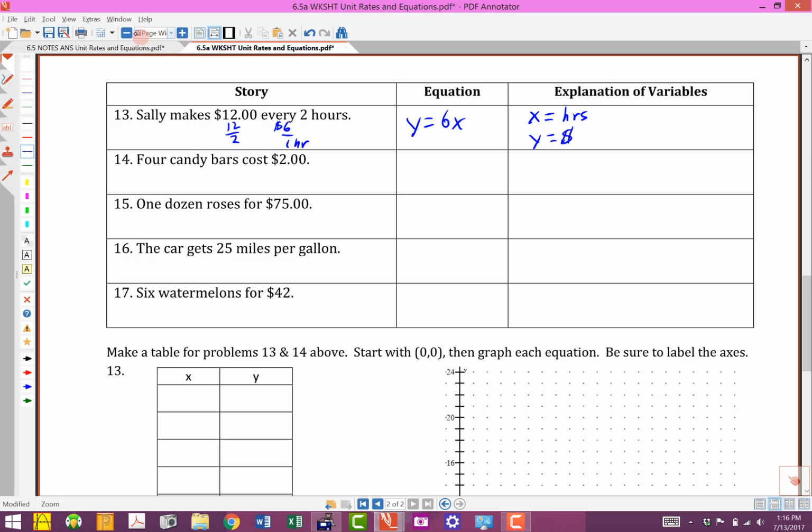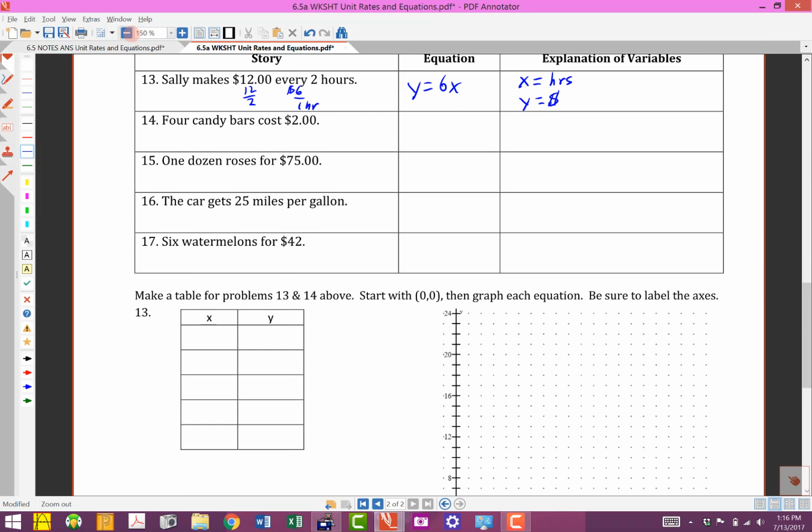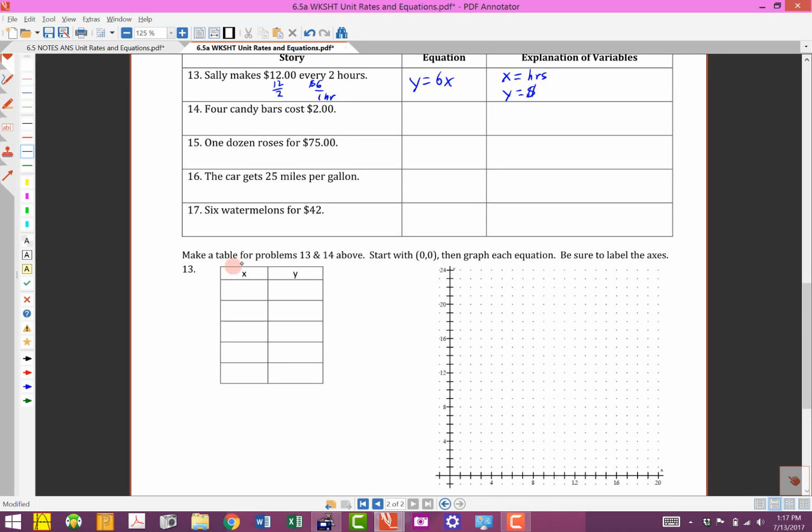Now on this particular one, there are two problems on the back side. I do want you to get used to graphing these and stuff like that. So on this particular one, it says make a table for 13 and 14, start with 0, 0, label the axes, all that sort of stuff. So you only have to do this for 2 of these. So let's go ahead and set this one up. I'm not going to do the whole thing. You can finish it, but we'll get you started.